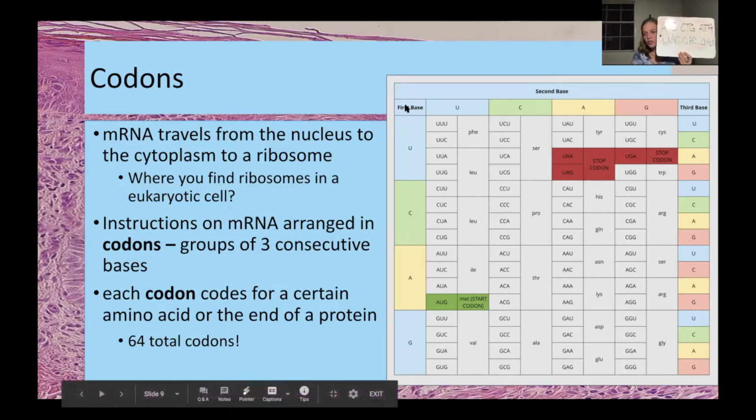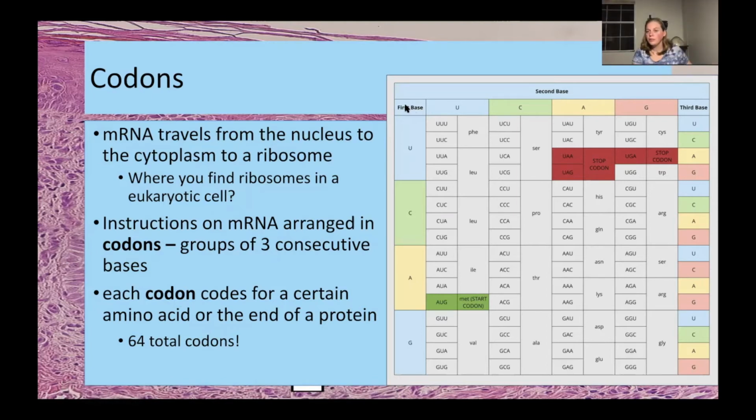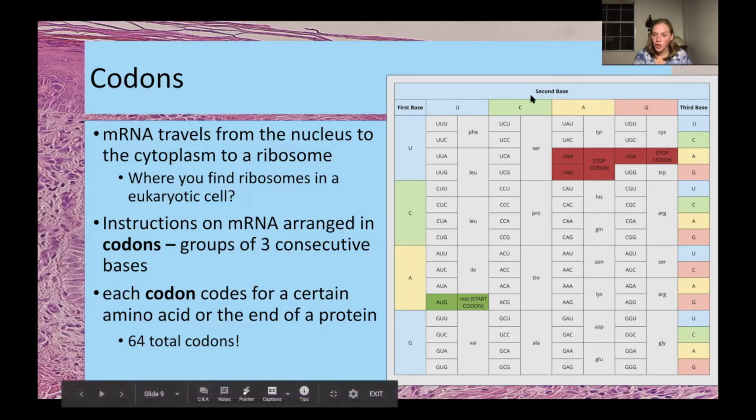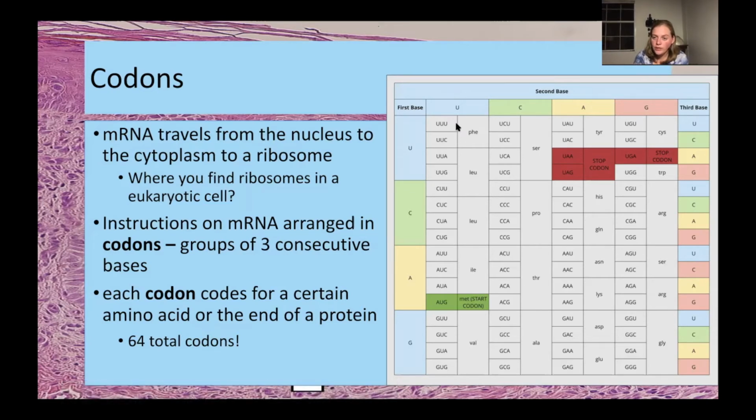Now this codon chart is universal, which means it does not matter if we're trying to make a protein in a bacteria, a plant, us, yeast, it doesn't matter. It's going to use the same kind of code. So we can see that there are 21 different types of amino acids, but there are 64 different codons. There's 64 possible groupings of 3 bases that we can have. So there are some amino acids that are going to be coded for by more than one codon.